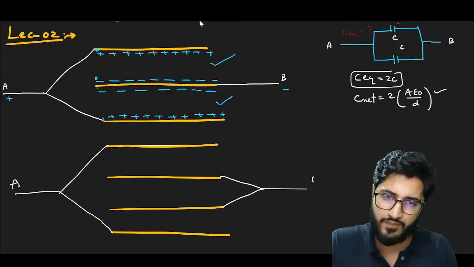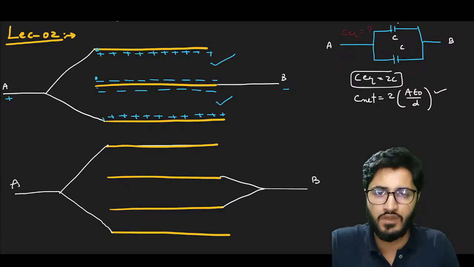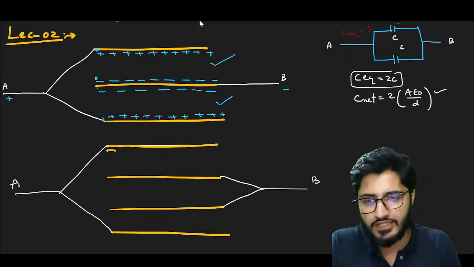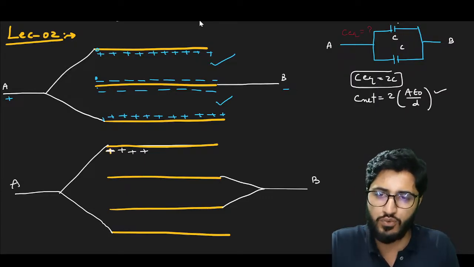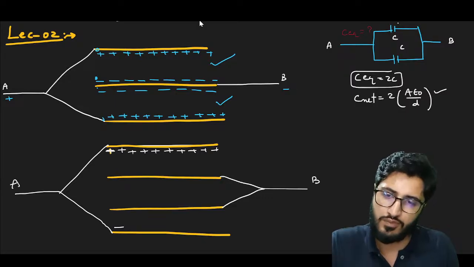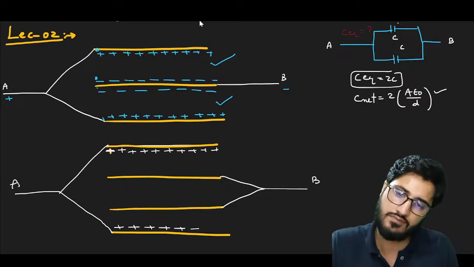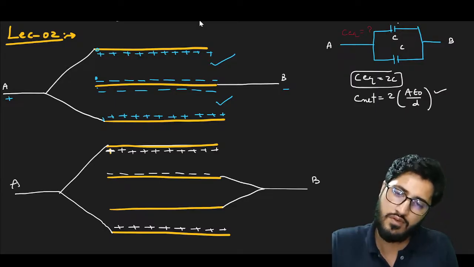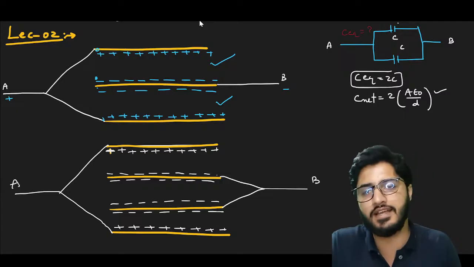A, B. Sir, how to do it now? Simple. Sir, this will be positive. Suppose this is positive, so this one will also be positive, no? Suppose. This one will be negative. This one also negative, this one negative, this one negative. Else, second type.